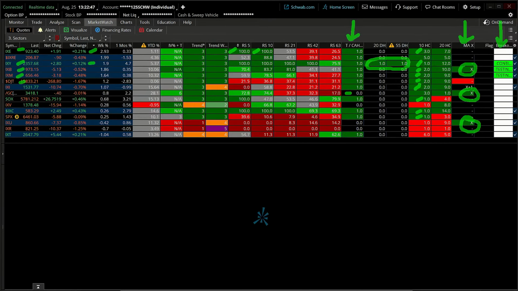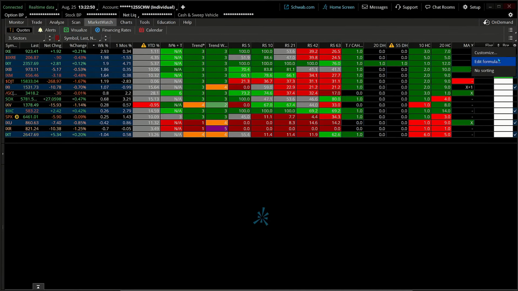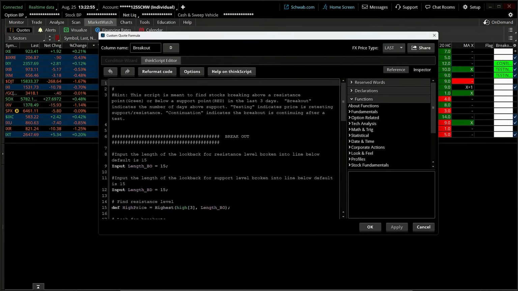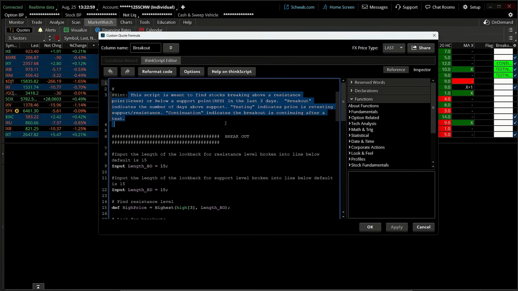Now, one thing I want to point out here is on this breakout script, if you click on this, right click on the column, go to edit formula. It says the breakout script was meant to find stocks breaking above the resistance point, or below the support point, in the last how many days? 3. Breakout indicates the number of days above support.